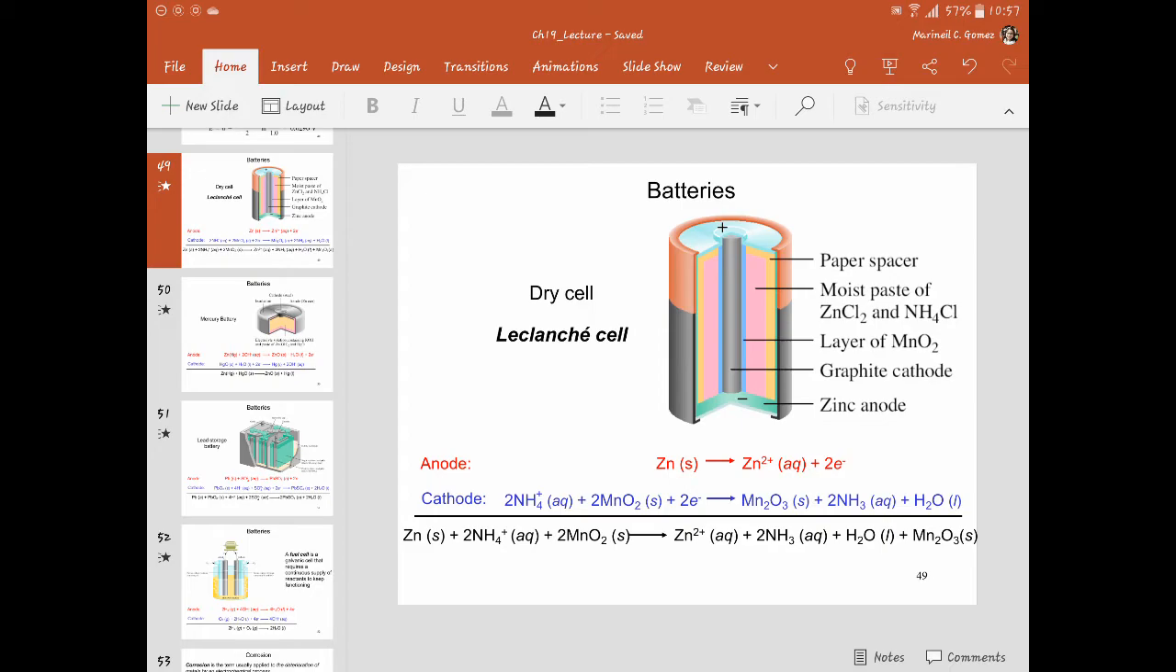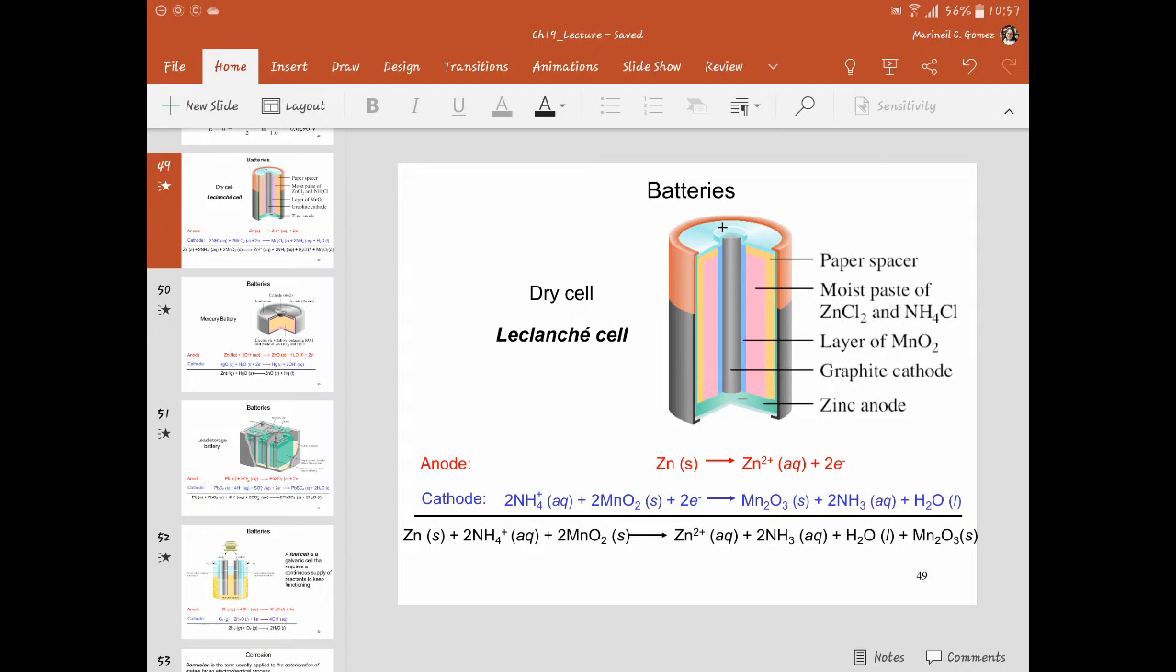Now, if electroplating is the application for electrolytic cells, the application for the galvanic cell is in batteries. So here are some examples of batteries. This is the dry cell battery, the size D, AA, AAA batteries that you have. This is the general outline of your battery.